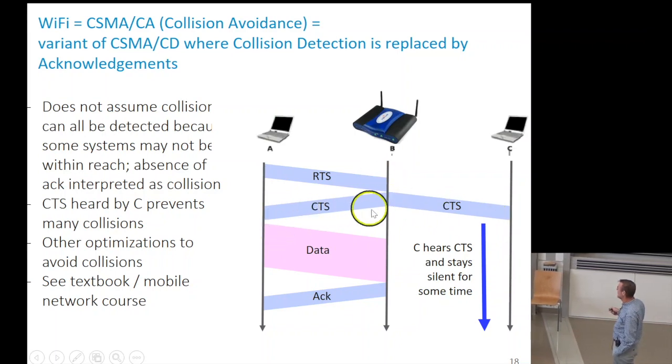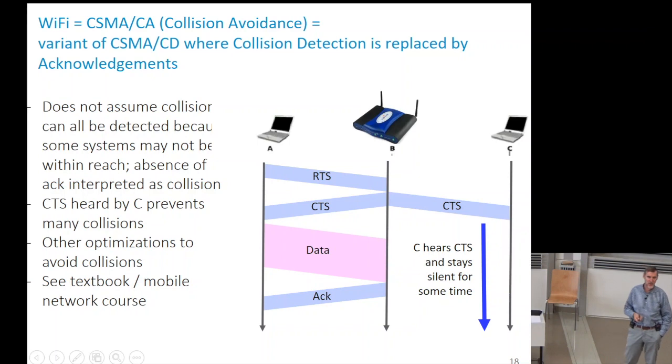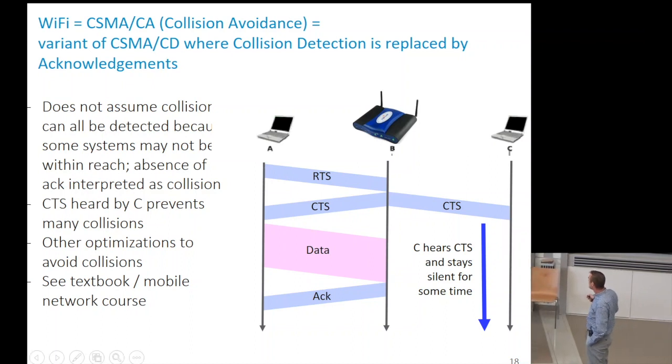So the CTS packet is sent to everyone. It's sent on the medium, everybody hears it. In particular, C will hear it. So if C was going to send something, C will hear that there's a CTS, and when it hears the CTS, it will back off for an amount of time that is larger than the worst case time it takes to transmit a frame. Of course, there can be bad luck.